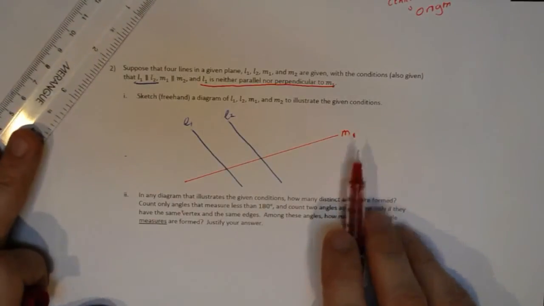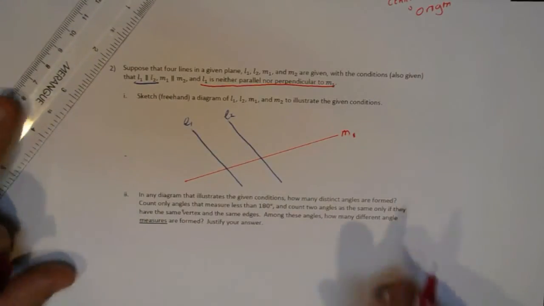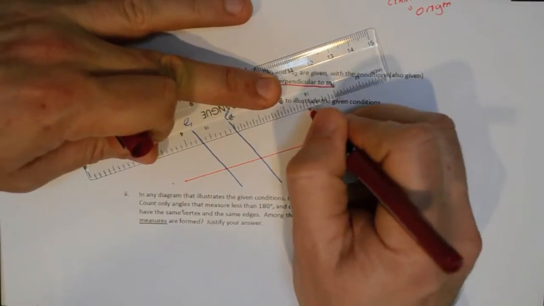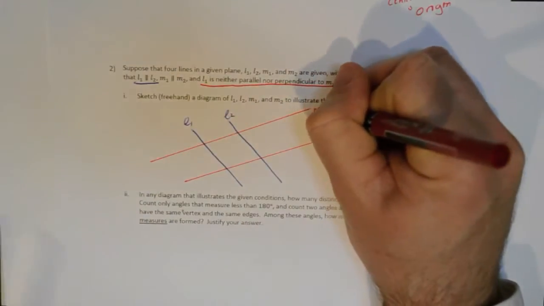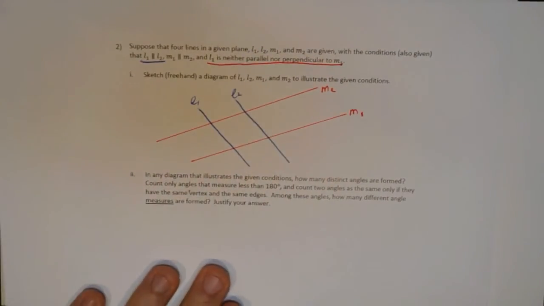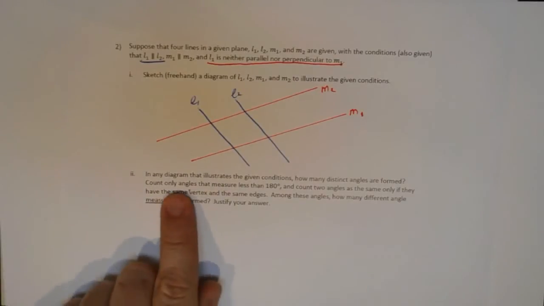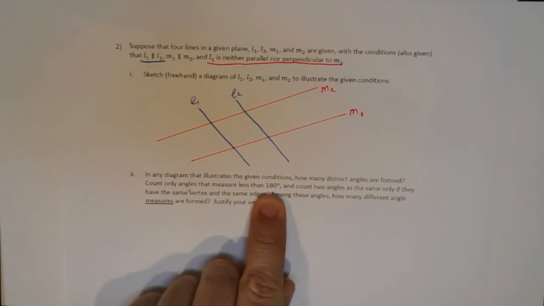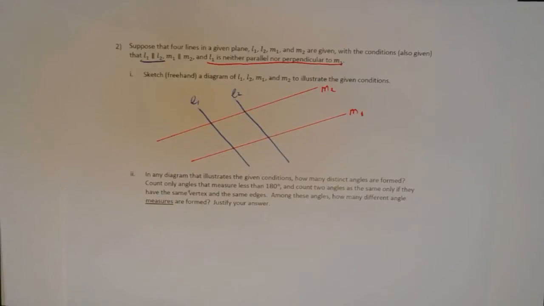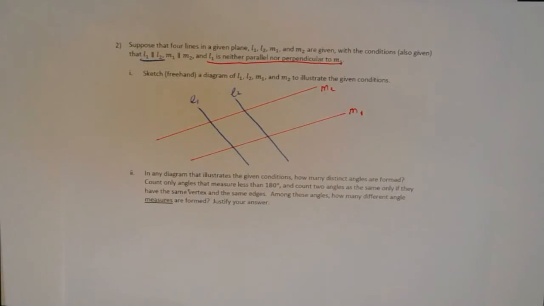And then if that's my M1, M2 needs to be parallel to it. So any line parallel to M1 will work fine for M2. Perhaps a line like that. So there's one example of what your picture could look like. The second part says, in any diagram that illustrates these conditions, how many distinct angles are formed? Notice they want us to only count angles less than 180 degrees, and only count two angles as the same if they literally are the same angle. So among these angles, how many different angles are formed?